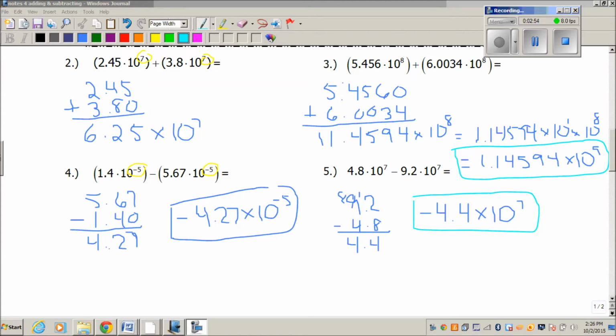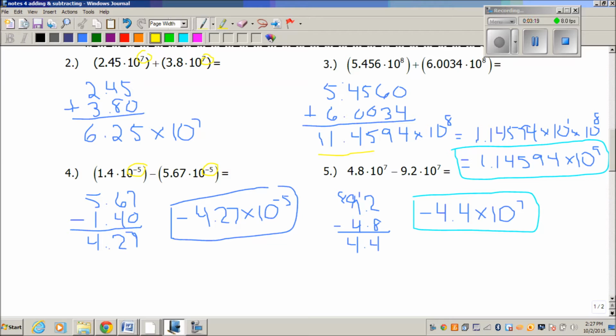Okay, now that you've tried these problems, I added in number 3, and I got 11.4594 times 10 to the 8th. But because the coefficient 11 is too big, it's bigger than 10, so I had to readjust my number, rewrite it into scientific notation. So there's my final answer, 1.14594 times 10 to the 9th.